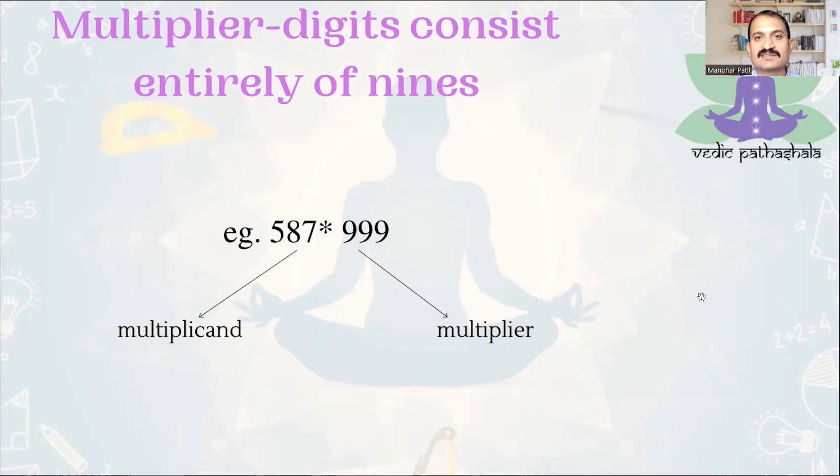So in today's case, we are going to see, if the multiplier is made up of only 9s, what is the technique, what is the rule we can use, and we can get the answer in one step. In that also there are 3 conditions. What are those 3 conditions? Yes, correct. The digits in the multiplicand are less than, equal to, or greater than the multiplier. These are 3 cases. We are going to see them one by one.